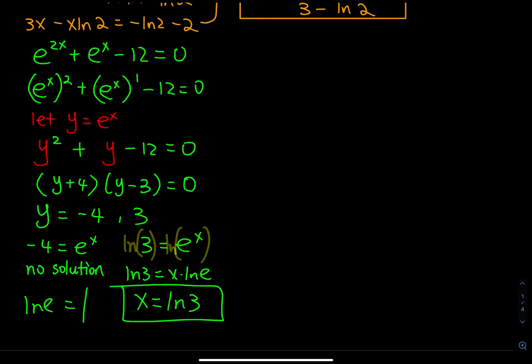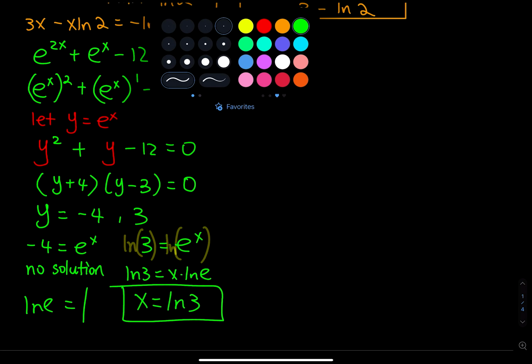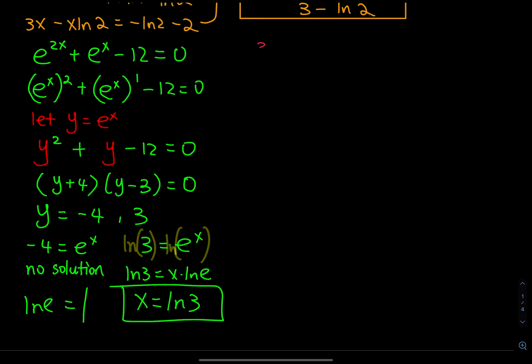We have two problems left. Don't worry about rewinding the video. I will copy the problem for you. So the next problem is 3 to the x equals 7 to the x squared. Okay, so we have the variable in the exponent.